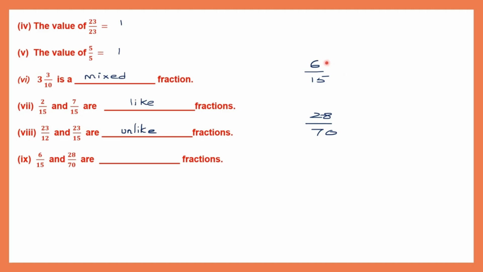Now think of one number which can divide 6 as well as 15. Now that is 3, isn't it? So when we divide 6 by 3 and 15 by 3, what do we get? Now 3 into what gives us 6? 3 2s are 6. And 3 into what gives us 15? 3 5s are 15. So 6 by 15, the fraction has been reduced to 2 by 5. Let's write it down here just for us to understand it better. So it's become 2 by 5.